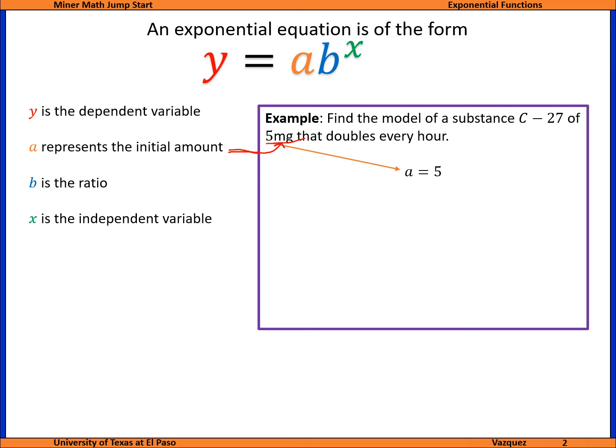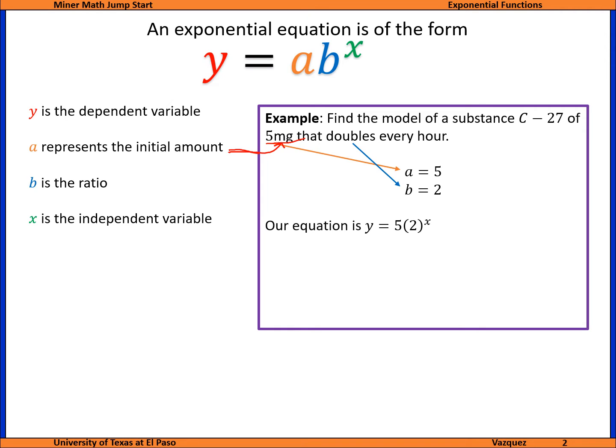Now b, the ratio. How do you find b? The way we got b equal to 2 is because it doubles every hour. If it triples, b would be 3, quadruples would be 4, so on and so forth. So for our equation, we just plug in those numbers and we get y equals 5 times 2 to the x. That is the exponential function modeling.